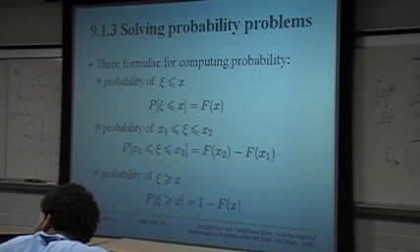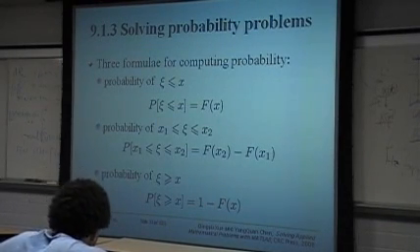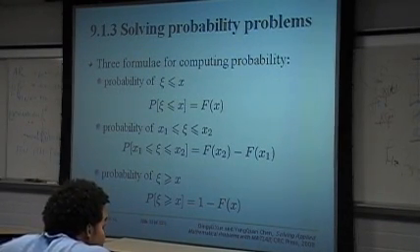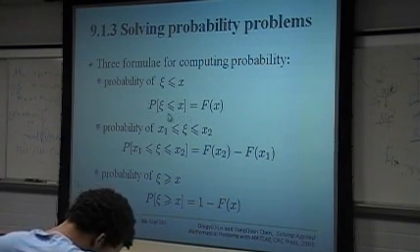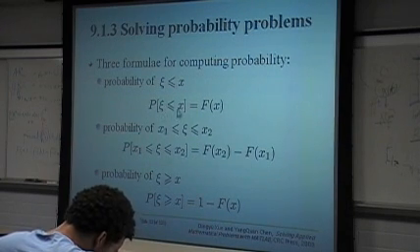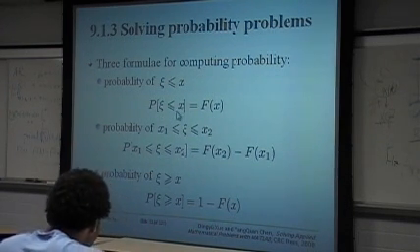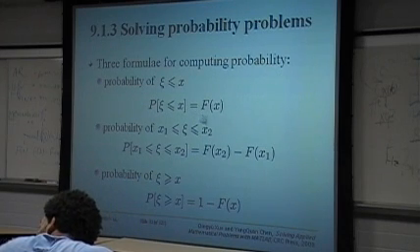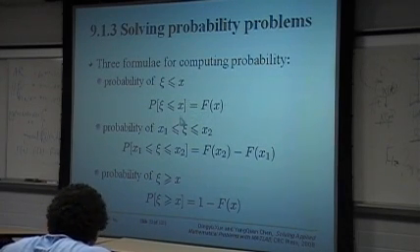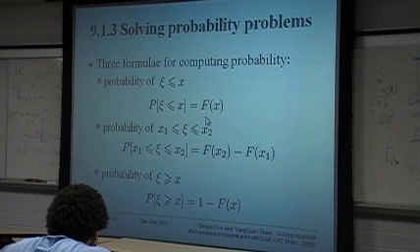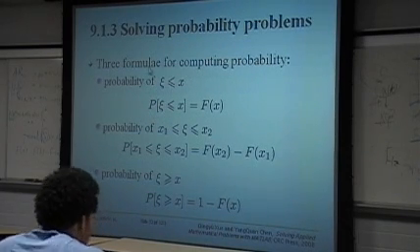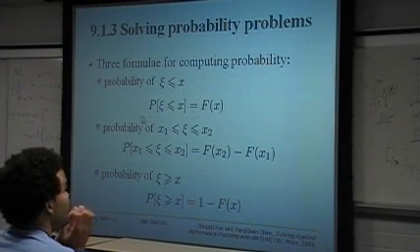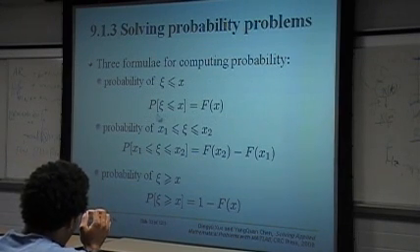So let's go to the problem of solving probability problems. In theory, we know that the probability where theta is smaller than or equal to x is described by F of x, which is the cumulative distribution function. This is a theoretical representation. So in this way, we can easily find the probability for this event.